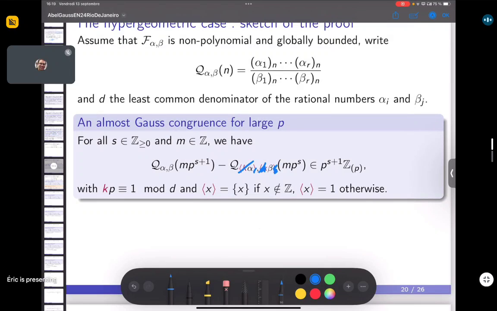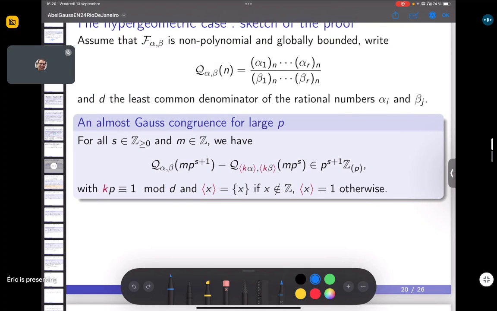If we just had q alpha beta here, it would be exactly Gauss congruences for the sequence. But here we have some perturbation, and we have these congruences which occur, with some k. This k is easy to compute. It is just an integer such that k times p is 1 mod d, where d is a parameter fixed by the parameters alpha and beta.